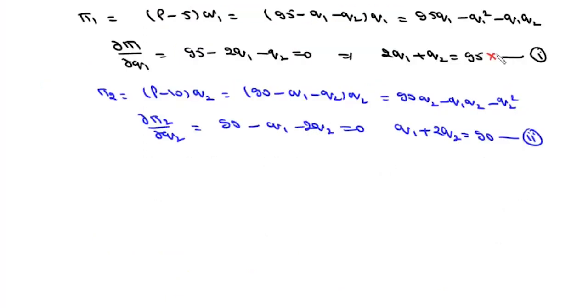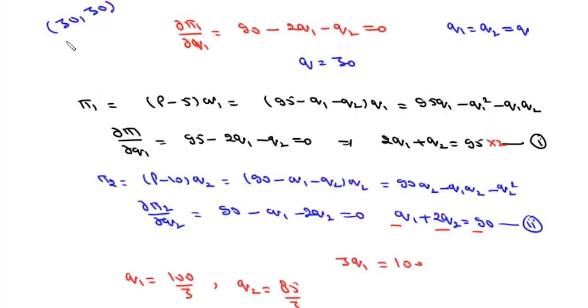Now we'll multiply this first equation with 2 and we'll subtract the second equation. So we'll get 4Q1 minus Q1, so there'll be 3Q1, Q2 will cancel, and here will be 190 minus 90, which is 100. So in this case, Q1 will be 100 by 3 and Q2 will be 85 by 3. So before the cost reduction technology was implemented by firm 1, Nash equilibrium was at 30, 30. Now this equilibrium shifts to 100 by 3, 85 by 3.